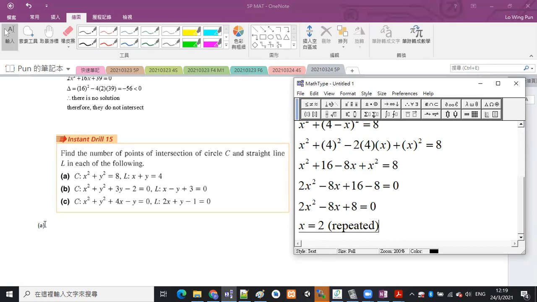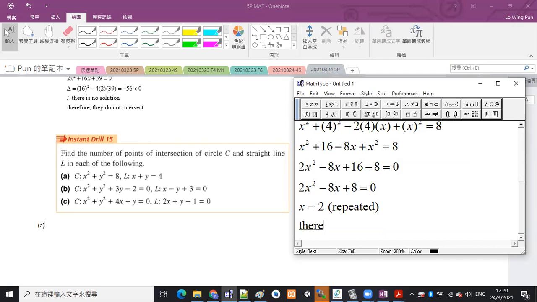So how many solutions can you find from this equation? There is only one solution. And the question asks you to find the number of points of intersection. Number of intersection points. And you have found one answer here. So we just answer the question with therefore, there is one intersection point.